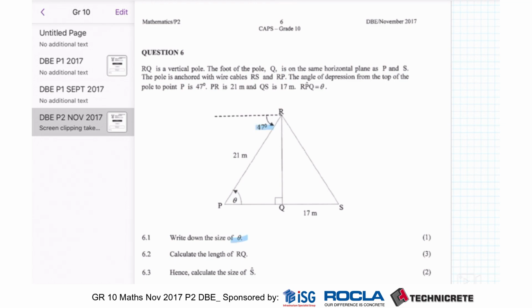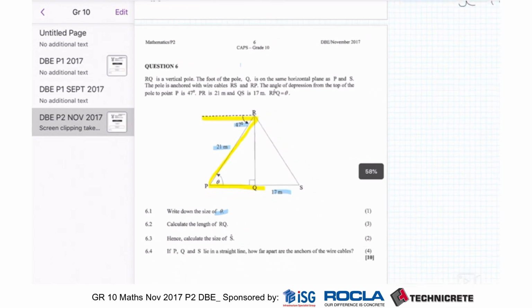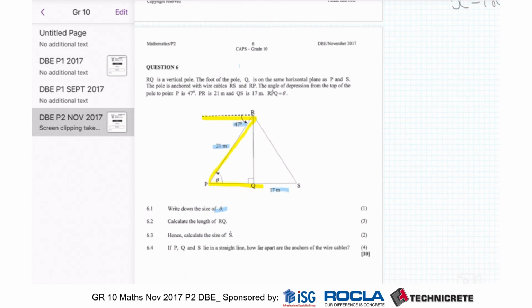So they give me a 47, 21 and 17. They do give me a right angle. So easily I can see that this angle of depression, so what law can I use, is alternate angles. So 6.1 theta is equal to 47 degrees. You can give your reason as well, even though it's not geometry. The reason is alternate angles.